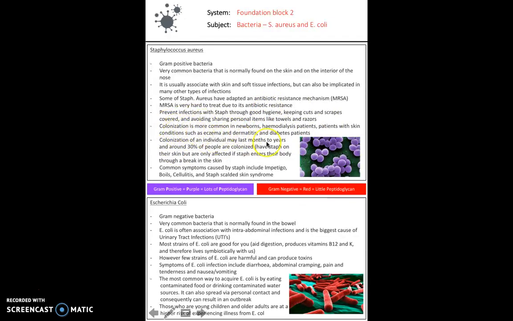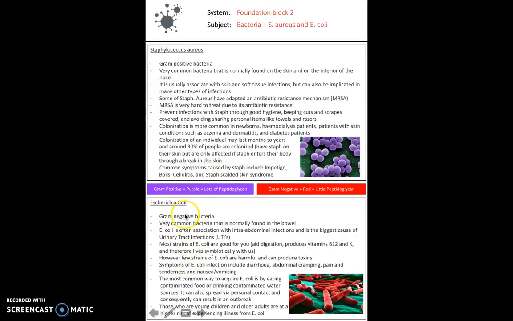The colonisation is more common in newborns, haemodialysis patients, patients with skin conditions such as eczema and dermatitis, and also those that suffer from diabetes. Colonisation can last from months to years, and around 30% of people on a normal day-to-day basis are colonised. But it doesn't mean that the staph has entered their system and caused an infection. The common symptoms with a staph infection include impetigo, boils, cellulitis, and staph scalded skin syndrome.